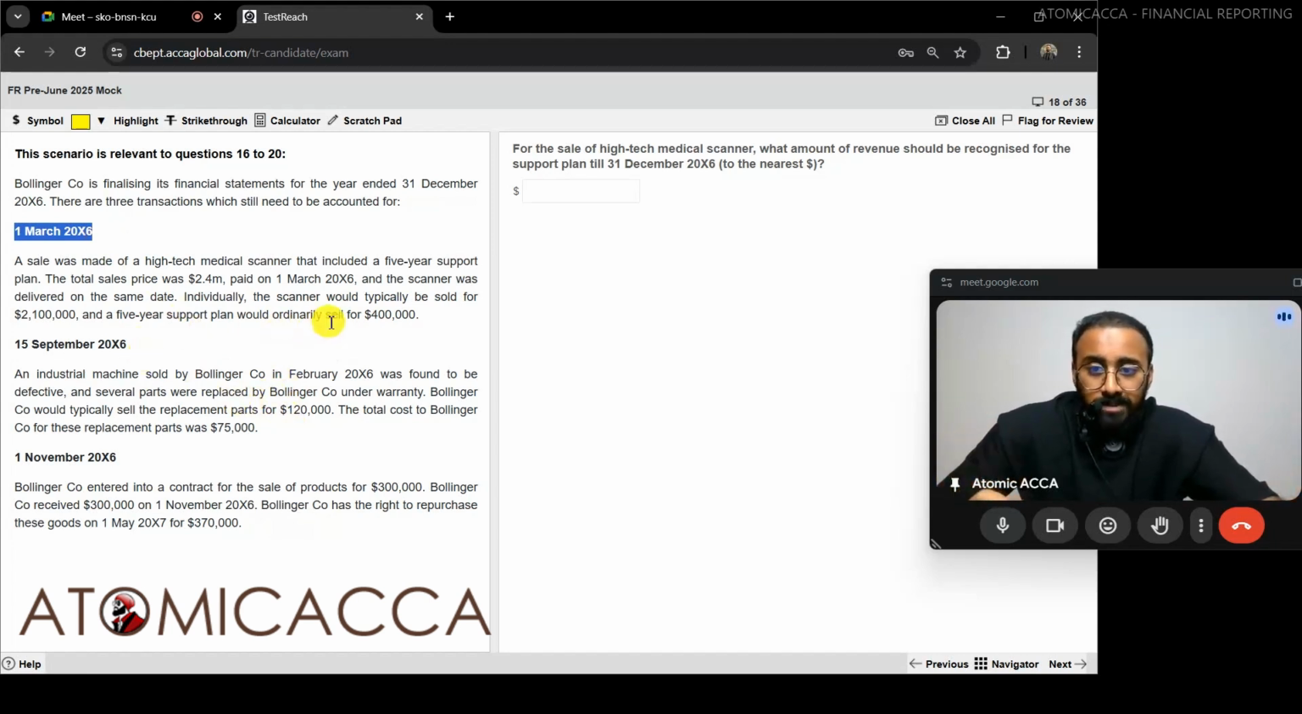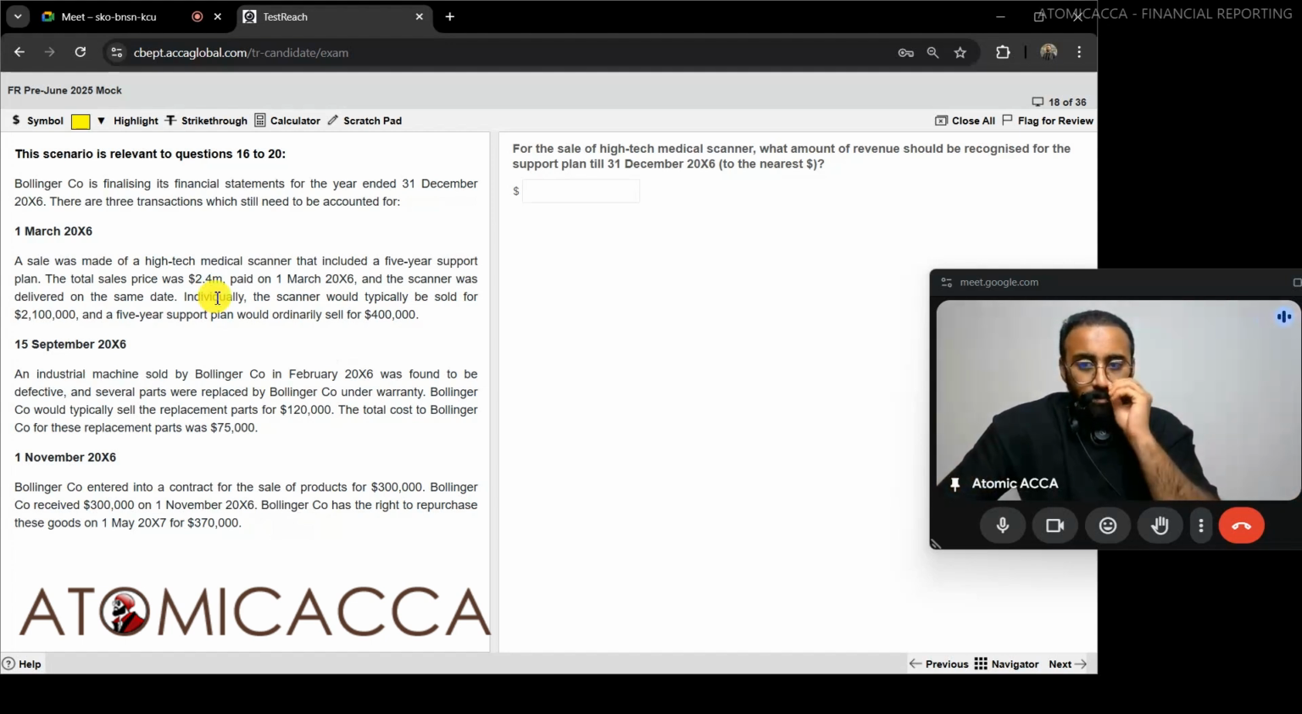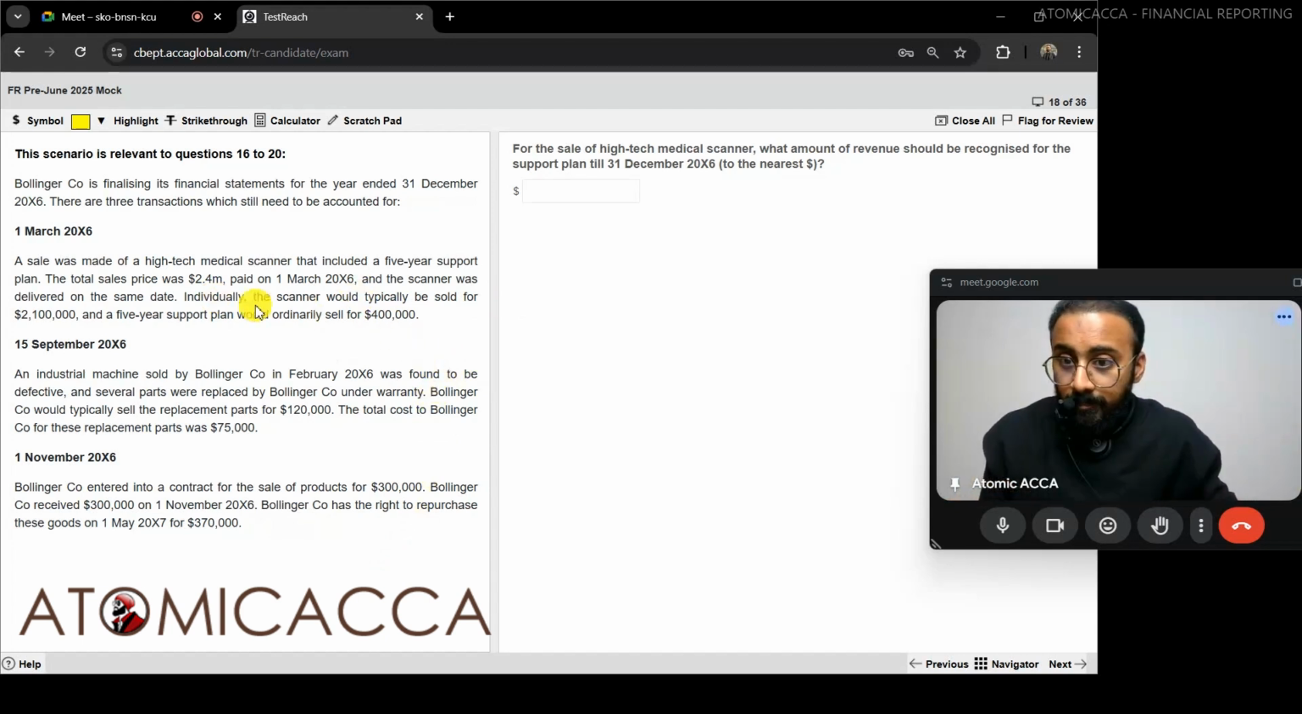What you'll have to do first: this 400,000 was the individual price, and 2.1 million is over here. So the individual total value is 2.1 million plus 400,000, that's 2.5 million. I have to find the proportion of this within the 2.4 million, and then allocate it for the time period and find out how much it is for 10 months. Okay, let's try not to mess this up. How much was the time period? 5-year support plan. Okay.